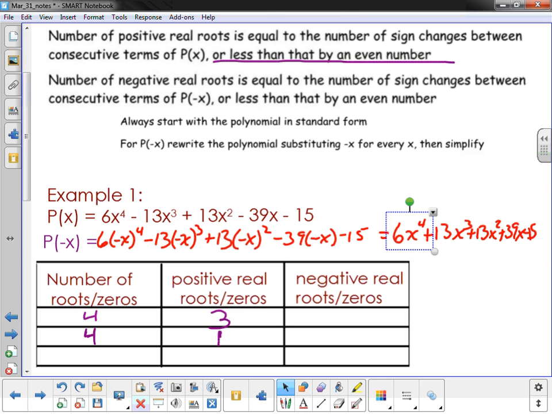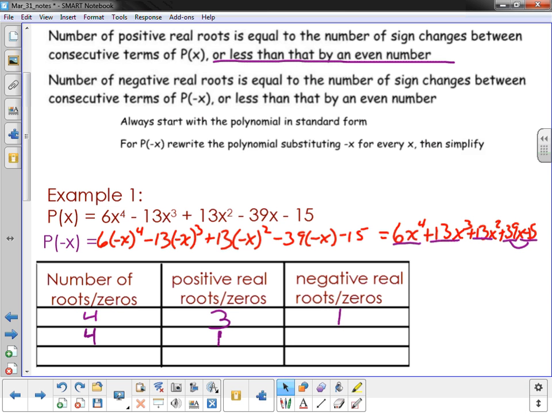I have a positive 6x to the fourth, and a positive, and a positive, and a positive, all the way down to 39x. And then I have a negative. So right there, I have one negative real root. So no matter what, I have one negative, and I'm guaranteed one positive or 3 positives. So that covers positive and negative real roots.